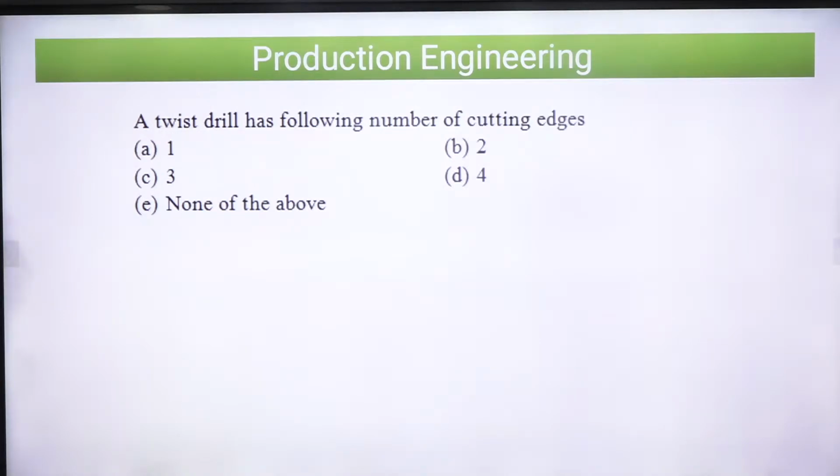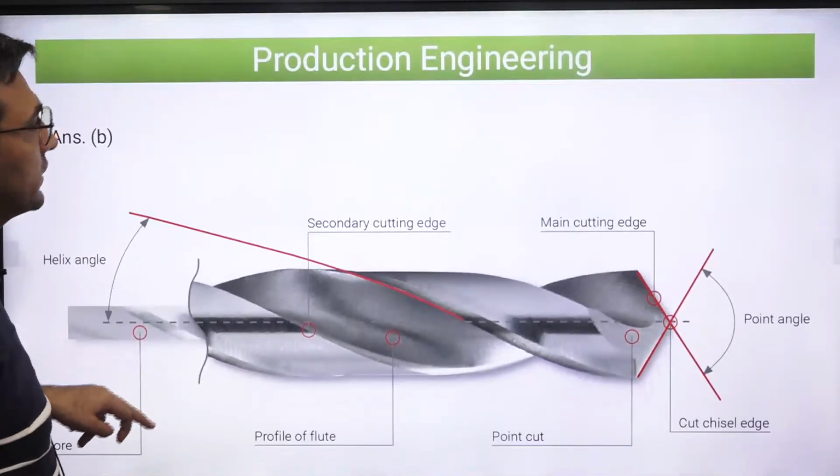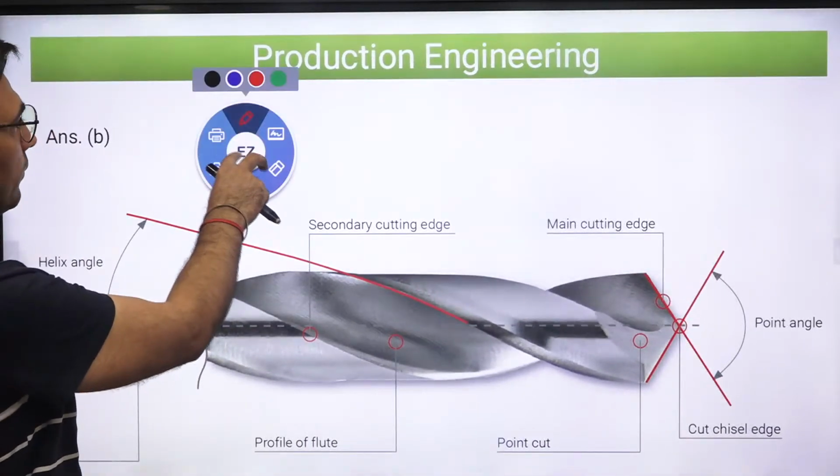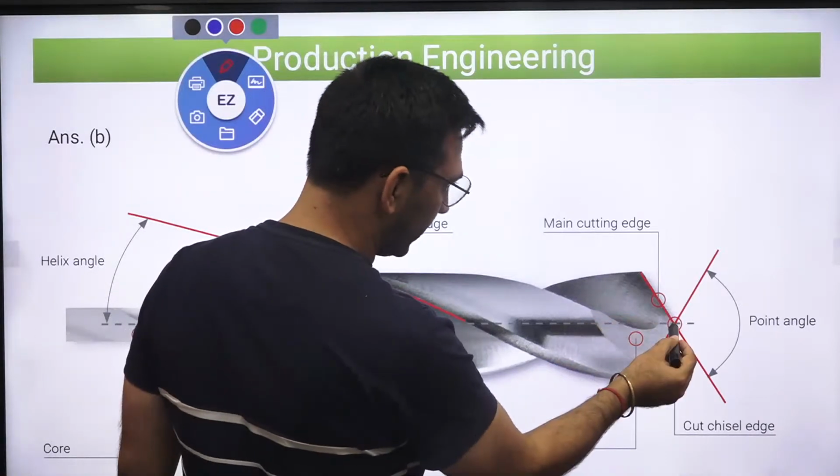A twist drill has the following number of cutting edges. For this you must know the shape of the twist drill. You must have the idea of the twist drill. How does it look like? Right, so this is your twist drill. Which are the principal cutting edges or main cutting edges?